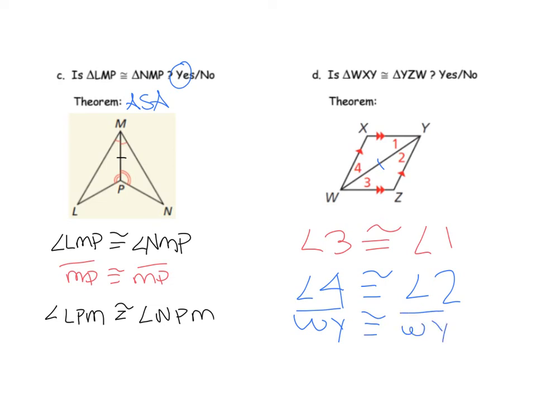Now remember where our angles are located. We have angle, angle, and a side. The key is, where is the side located? The side seems to be located in between the two angles, so therefore it is included. So yes, these are congruent triangles because of angle, side, angle.